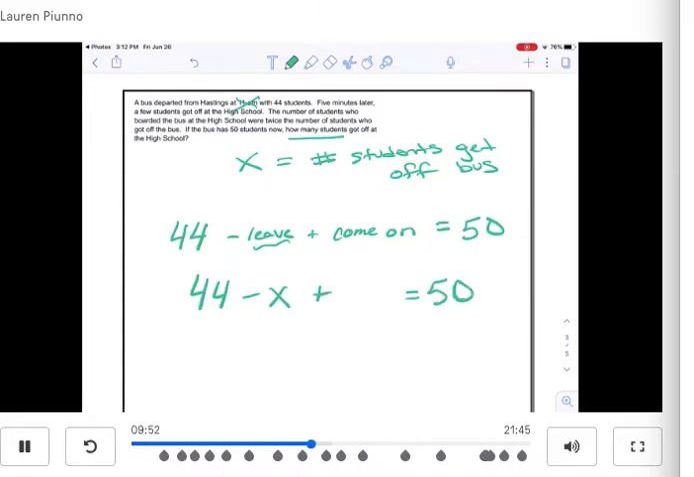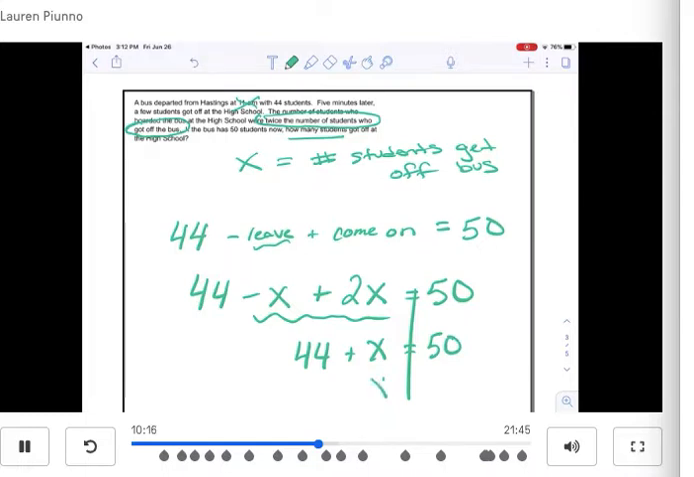And if we read carefully, it says that the number of students who boarded the bus at the high school were twice the number of students who got off the bus. So twice the number of students who got off the bus. And there's my equation. Let's combine our like terms. So that gives me 44 plus X is equal to 50. Subtract 44, and that gives me 6 students got off the bus at the high school.